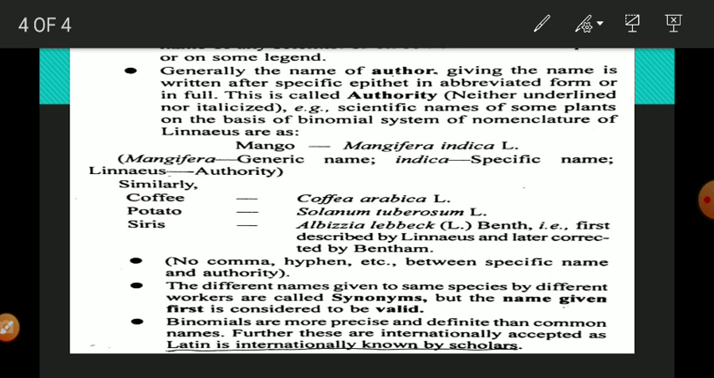So this is some information regarding the binomial system of nomenclature. In the next video we will study the International Code of Botanical Nomenclature, that is the ICBN. I think you gained some information about this. So thank you.